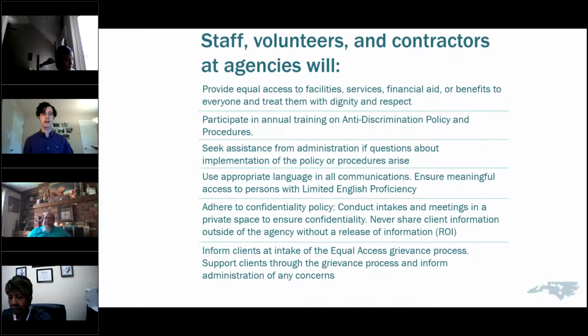And so staff, volunteers, and contractors will provide equal access to facilities, services, financial aid, benefits to everyone, and treat them with dignity and respect, participate in annual training of the anti-discrimination policies and procedures, seek assistance from administration if questions about implementation of the policies or procedures arise, use appropriate language in all communications, ensure meaningful access to persons with limited English proficiency, adhere to a confidentiality policy, conduct intakes and meetings in a private space to ensure confidentiality, and never share client information outside of the agency without a release of information. And inform clients at intake of the equal access grievances process, and support clients through the grievances process and inform administration of any concerns.